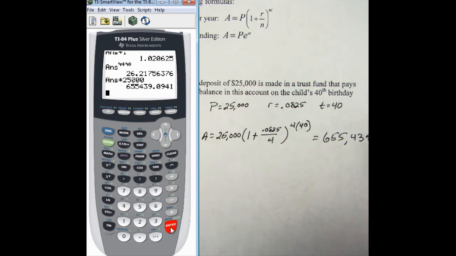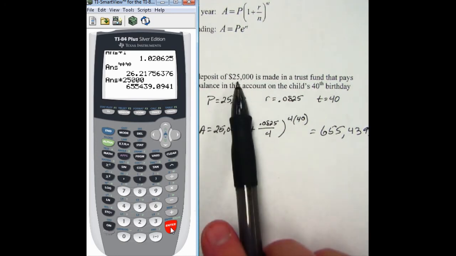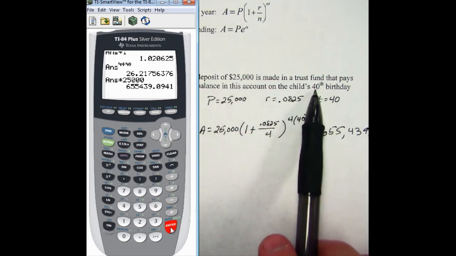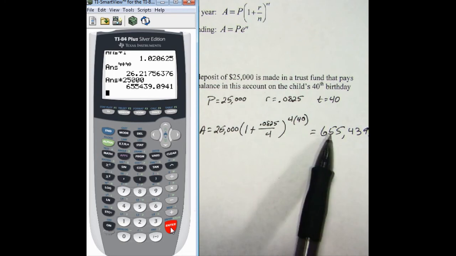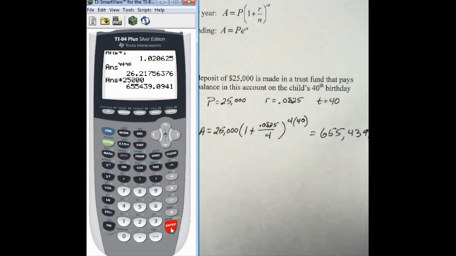So if all you do is put in $25,000, 40 years later, if I do nothing to it, it turns into a nice $655,000. Not bad at all for not doing much work there.